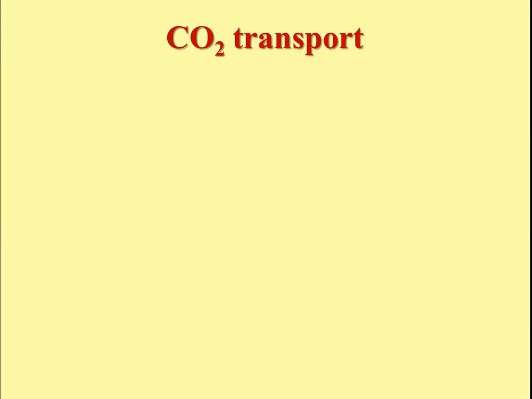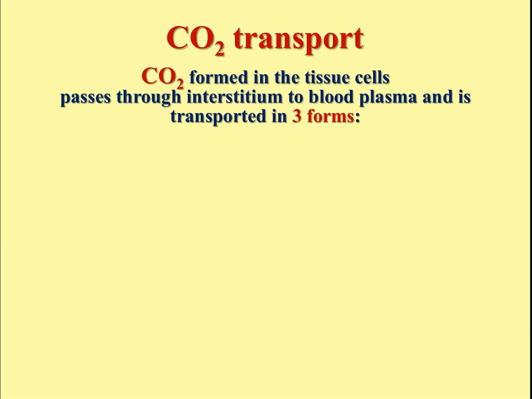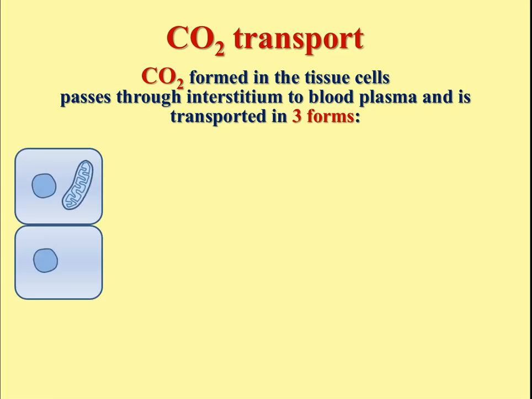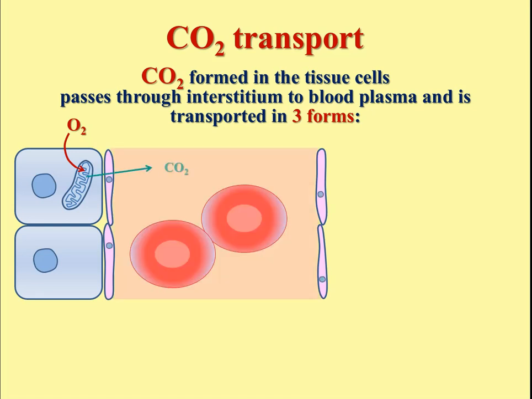Then we switch to the transport of carbon dioxide. Carbon monoxide was bad poisoning. Carbon dioxide, CO2, is formed in the tissue cells and goes into the interstitium, finally to blood plasma, and is transported in 3 forms. Oxygen is transported in 2 forms with hemoglobin, but for CO2 we have 3 forms of transportation. Let's list all these 3 forms. Oxygen goes into mitochondria and is used for the respiratory chain to produce energy, and as a result CO2 is formed as well as water.